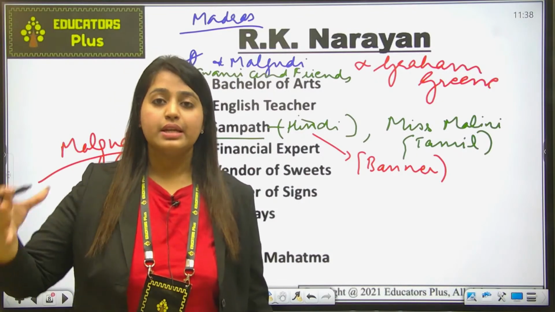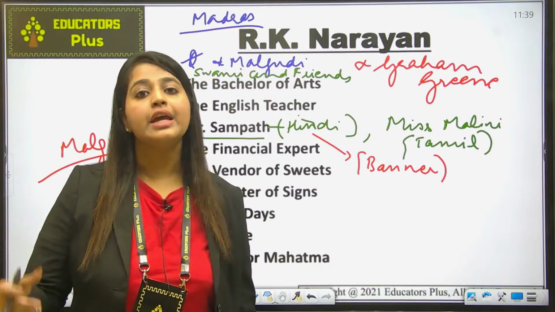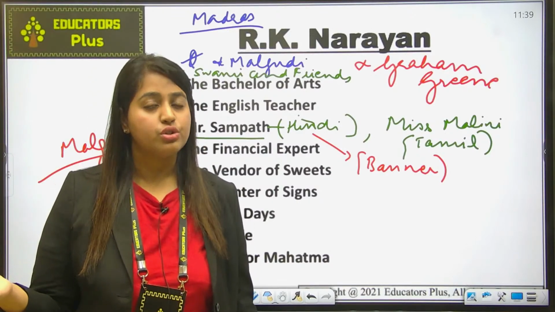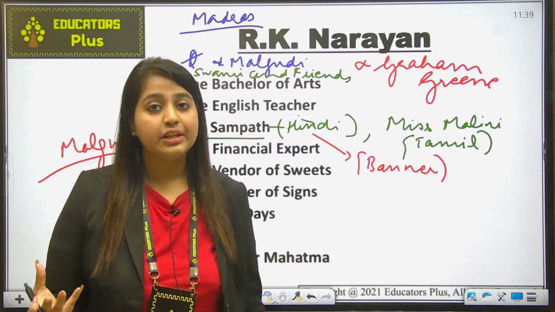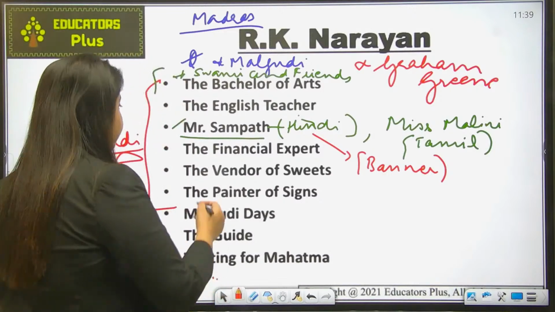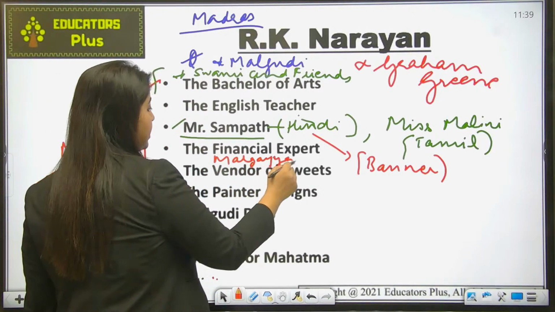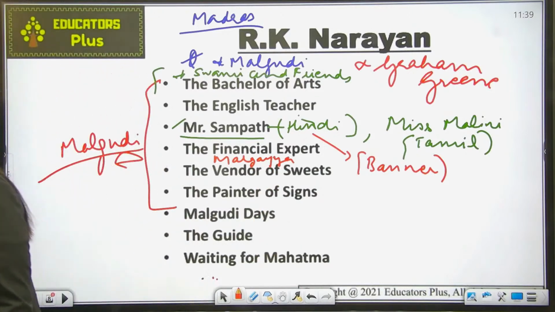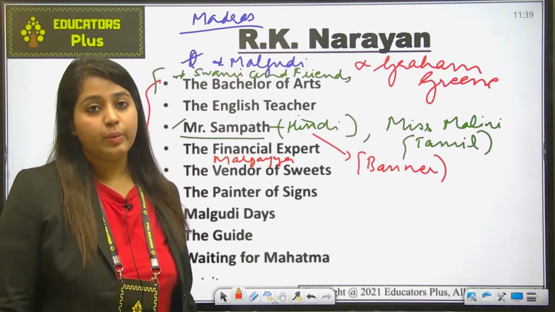So he used to sit under a banyan tree in this town of Malgudi, and he used to give advice to the people about financial topics. And what was the name of this financial expert? It was Margayya. So this was the name of the main character. Is this clear?